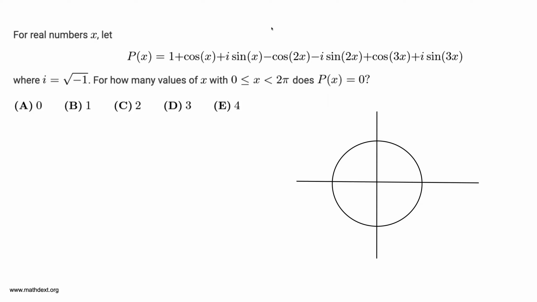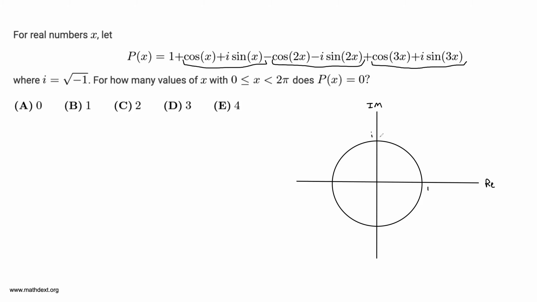Okay, so instead of just thinking about p of x as 7 different terms with x in it, we can essentially pair up these two, pair up these two, and pair up these two. And what I'm going to do is illustrate how you would plot each of these pairs in the complex plane. So this is the real axis, this is the imaginary axis, and I've just gone ahead and drawn the unit circle. So this would be 1, this would be i, and so on and so forth.